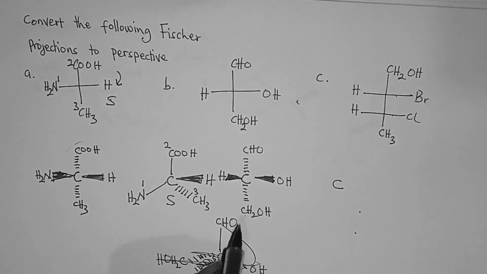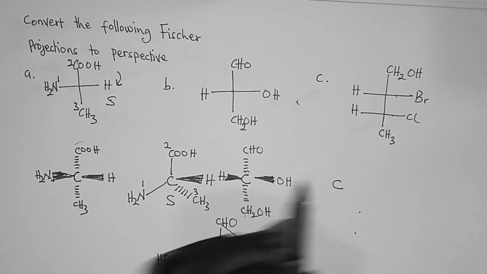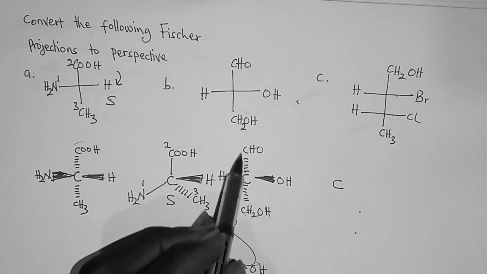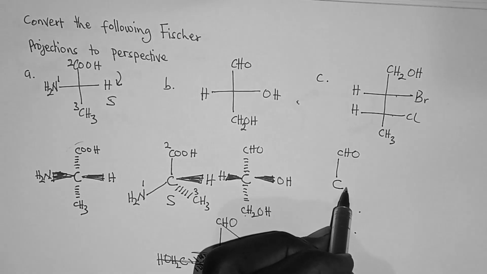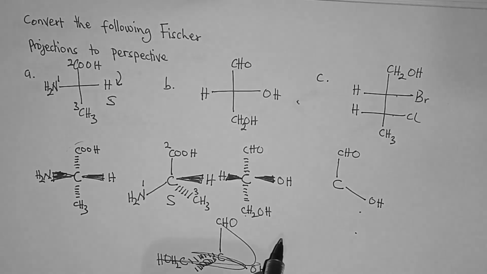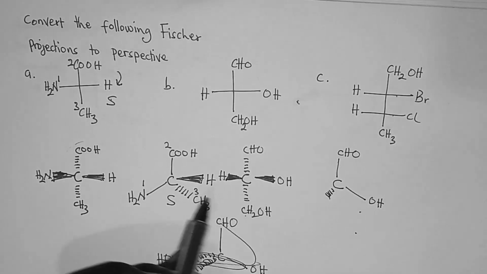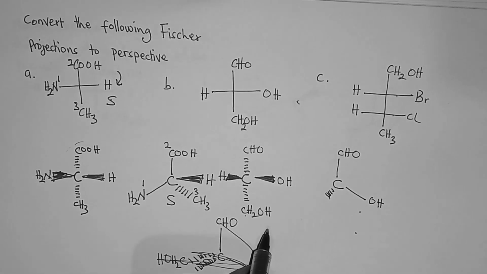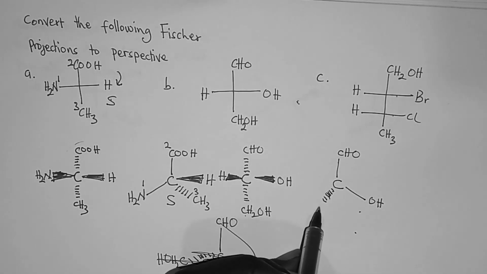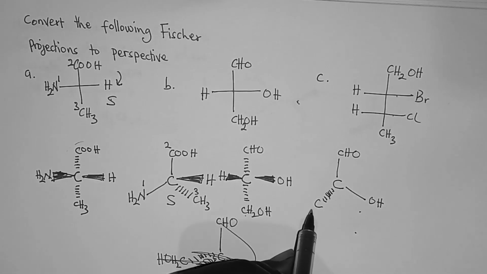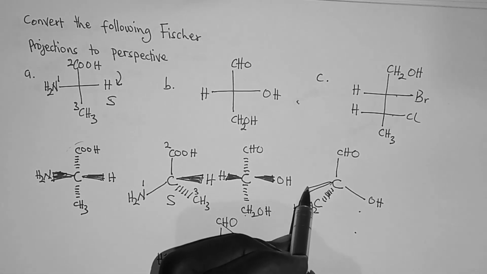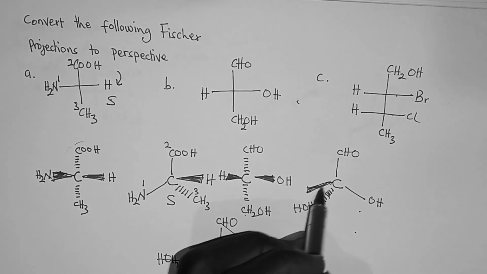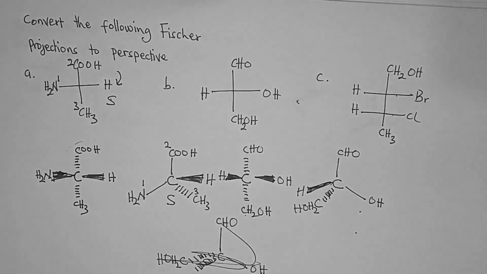So this is the carbon, and then we want to put this CHO and OH in the plane of the molecule. So this is CHO, and then the OH is in the plane of the molecule. And then you can see that there is this CH2OH that is pointing away from us. CH2OH is pointing away from us. And then the proton is on the wedge bond, which is pointing towards us. So the proton is here.